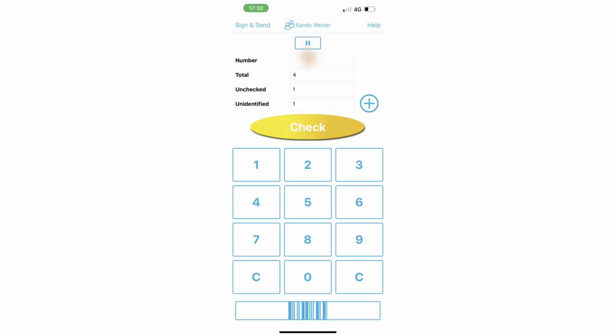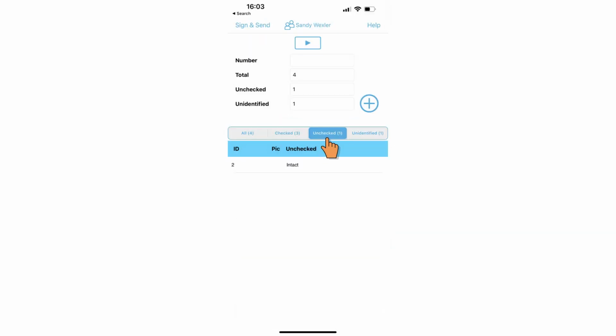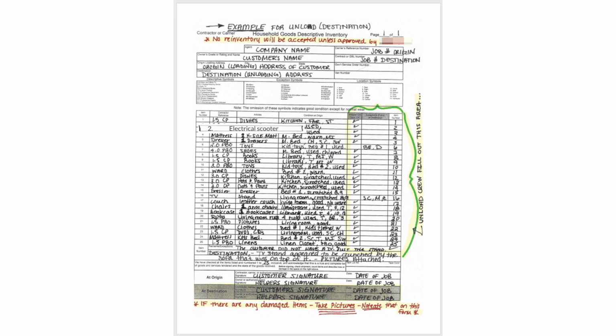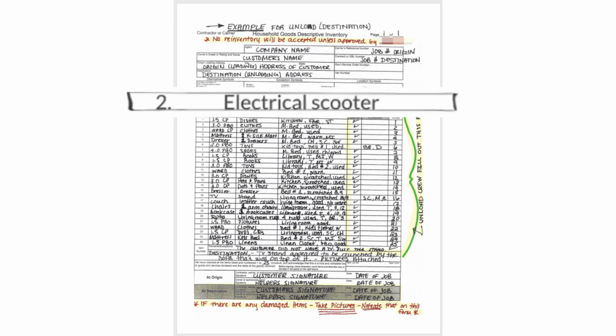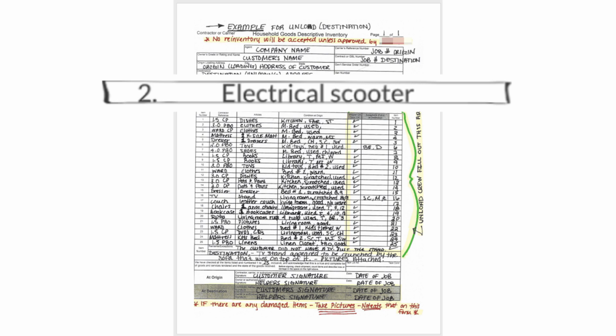In order to see unchecked pieces, tap on pause, tap on unchecked and see which numbers have not been checked off. We see here number 2. We check the contents of package number 2 in inventory. We find that it's a scooter, so we can check number 2 and remove it from the unidentified pieces.